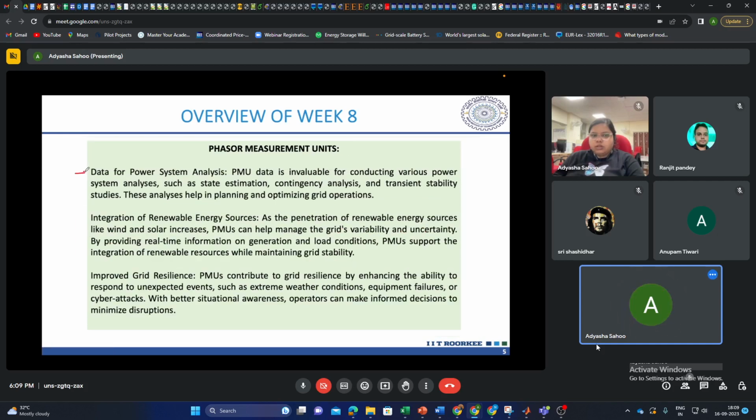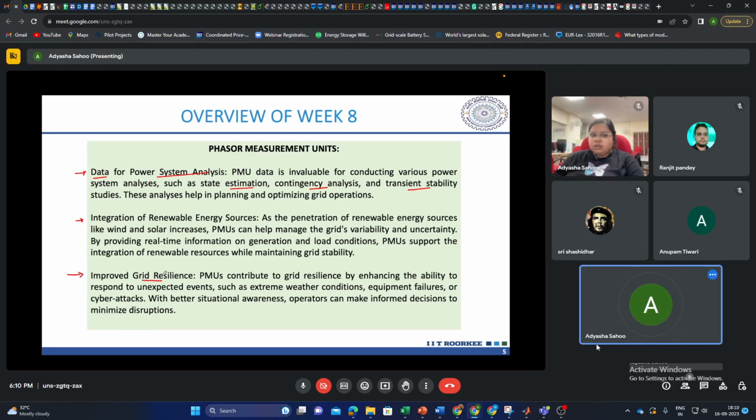Also, the measurements that we get from the PMUs give us the data for various power system analyses, such as we have seen previously for state estimation, contingency analysis, and transient studies. Once we have these phasors, we can go for other power system studies to monitor the grid. Obviously, this will also help the integration of renewable energy resources in the grid, because using PMUs we can handle the intermittencies of these renewable sources. It will also help in grid resiliency, because once we are monitoring the grid in real time, we can avoid various contingencies or outages in the system.